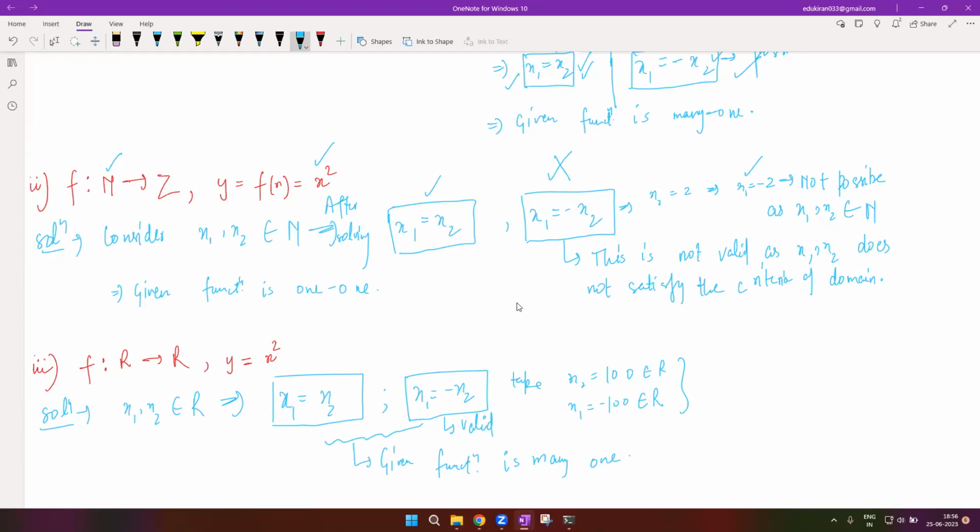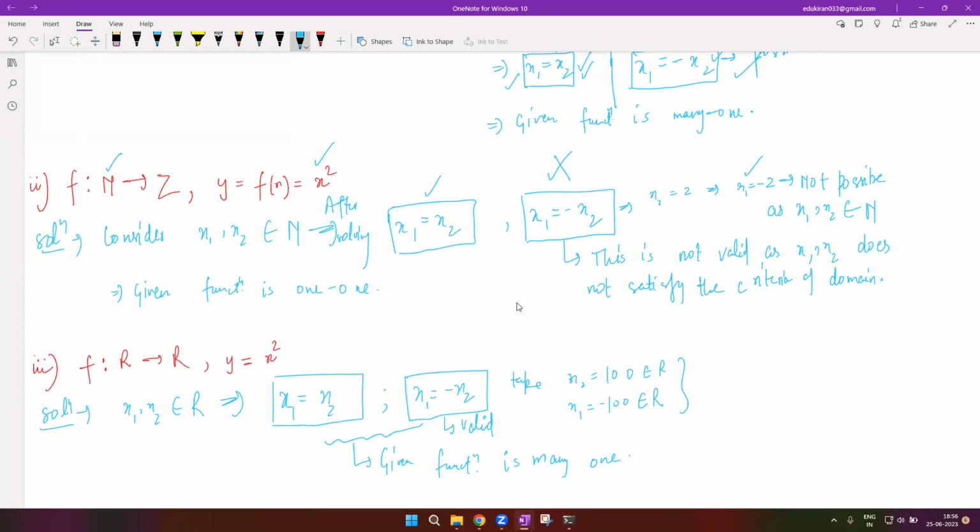Now you can see there are no two values which will produce the same output. As soon as you increase the number, your output also increases. You start with the minimum value 1, because the smallest natural number is 1. So you'll start with 1, 2, 3, 4, 5. As soon as you increase, your output also increases. So in this case, when the domain is natural numbers, the given function is 1, 1.